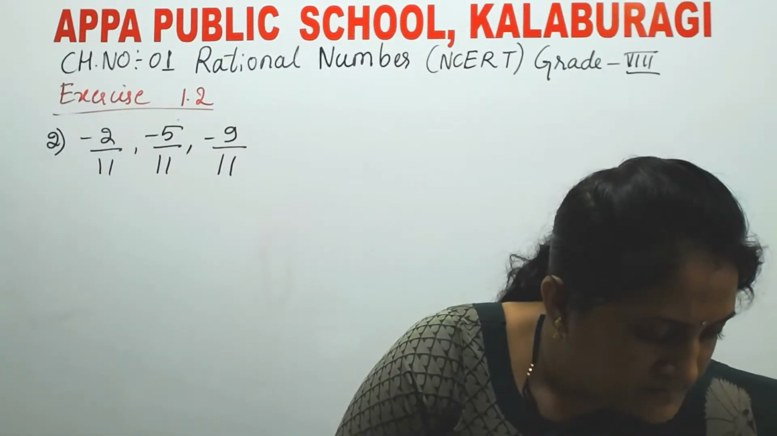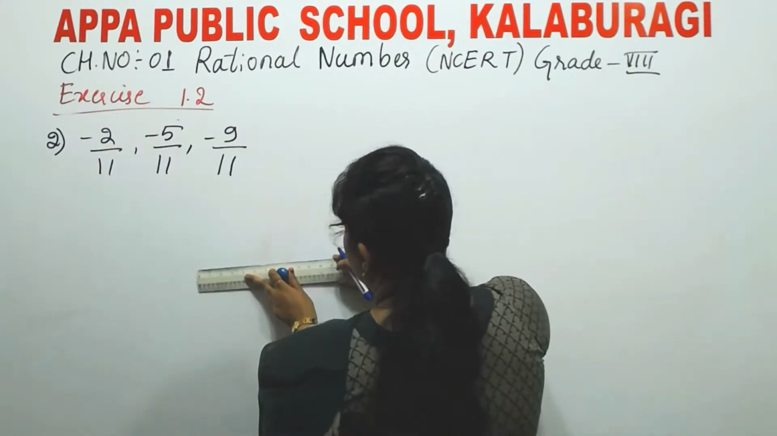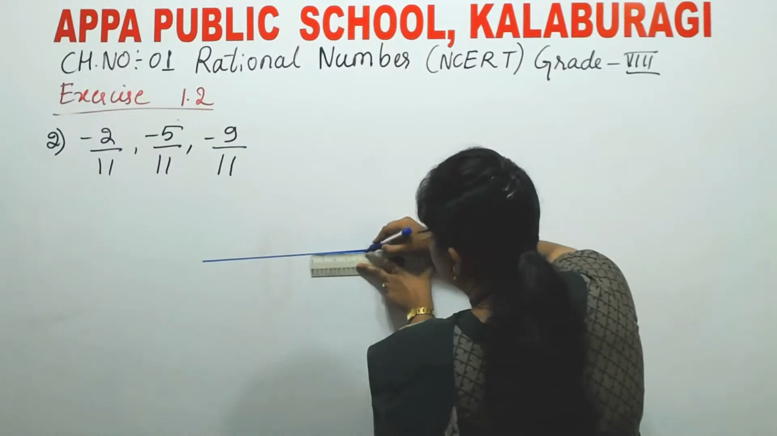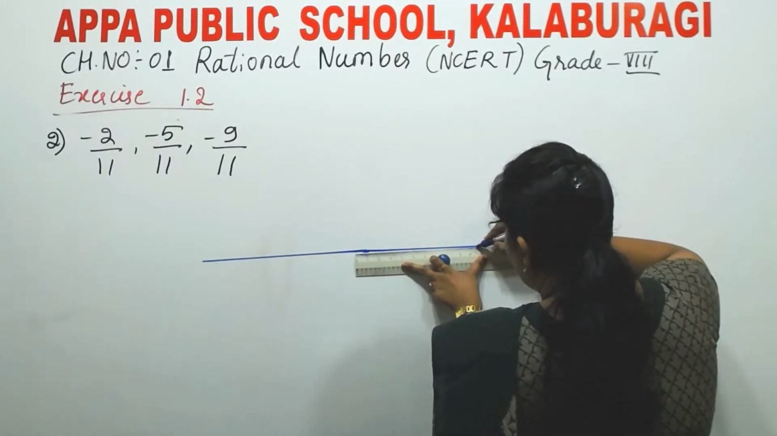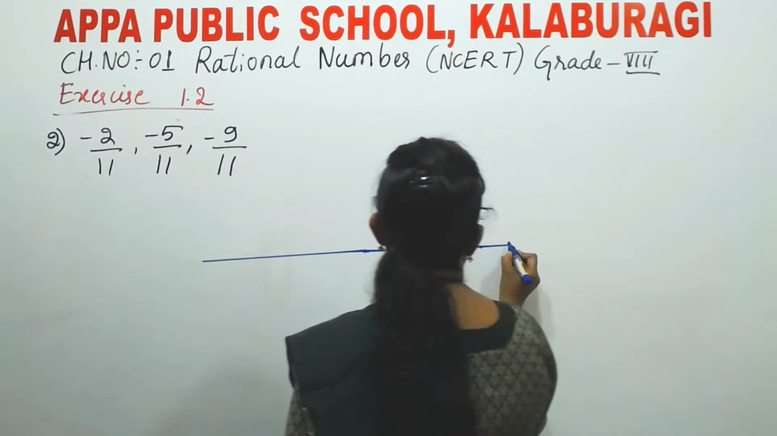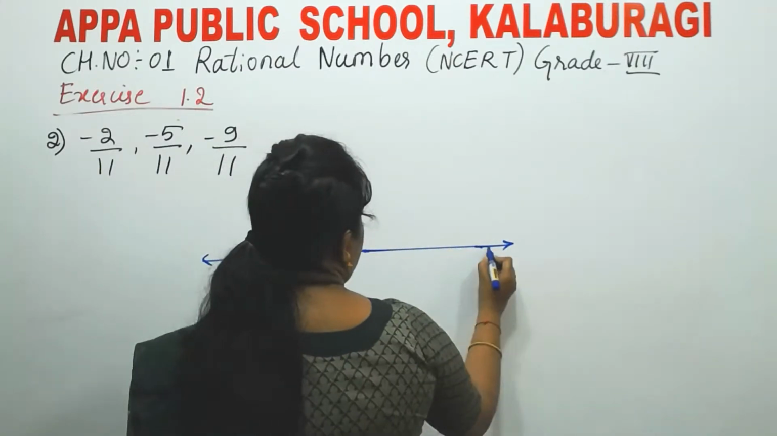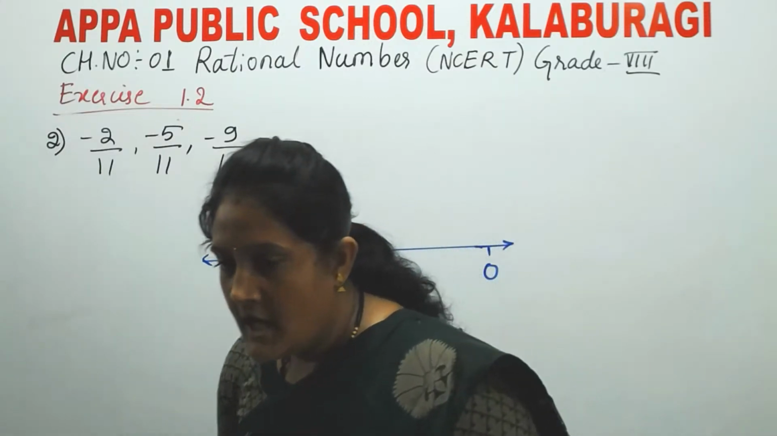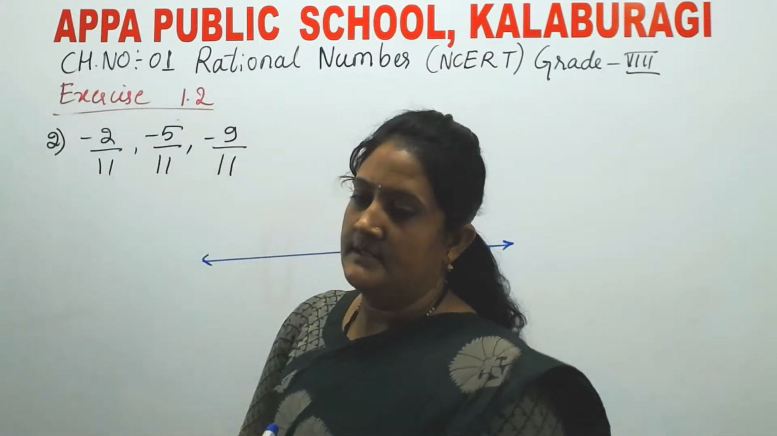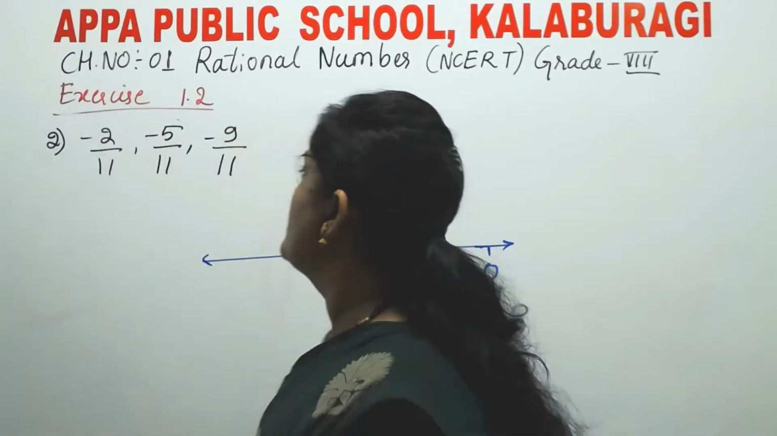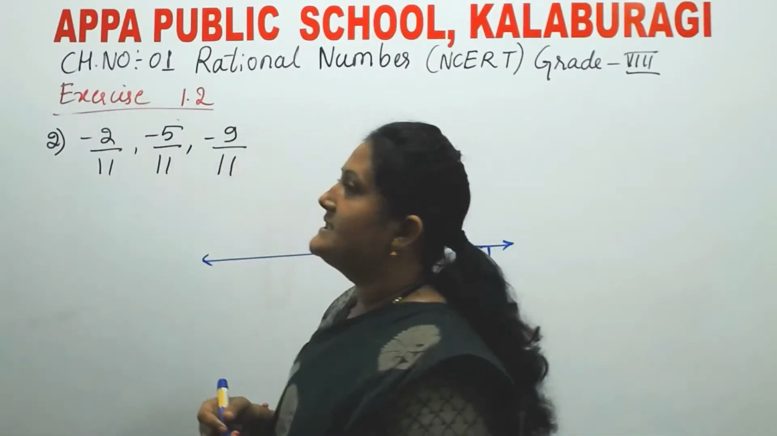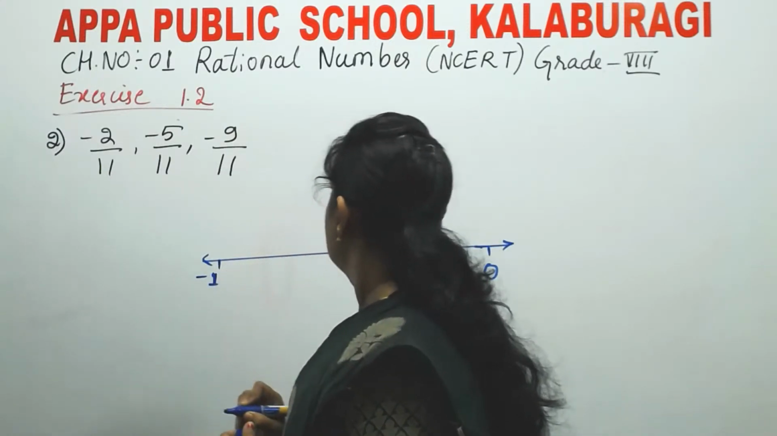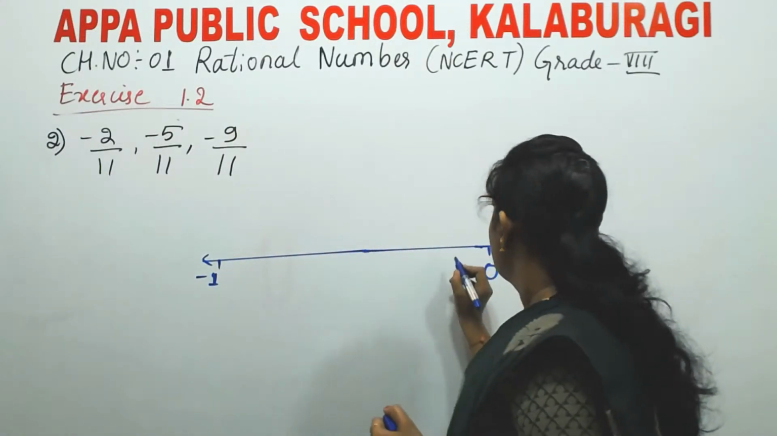So shall we draw? How many parts do we have to make? Yes, Shashank, very good. 11 parts. You can see denominators are 11. So your minus 1. Can we make the parts?